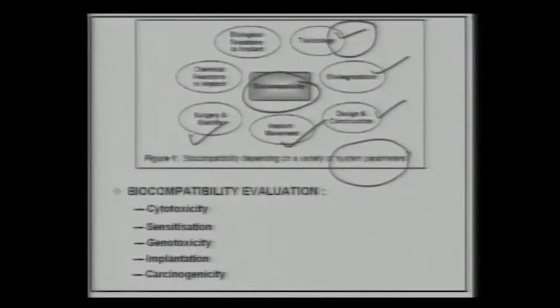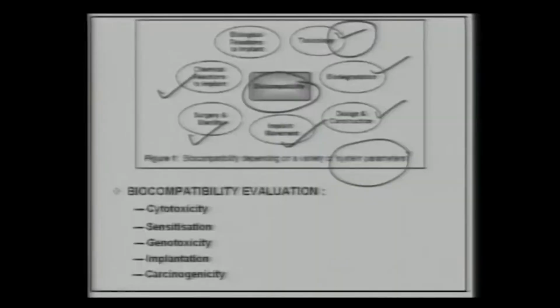Then surgery and sterility. Sterility is important, and typically the sterilization is done either by gamma radiation for certain materials, or by steam autoclave, like steam treatment, typically at 121 degrees Celsius in water vapor. Chemical reactions to implant means whether a biomaterial leaches out some of the elements from its components, and thereby those leached out elements can cause certain toxic reactions in in vivo conditions.